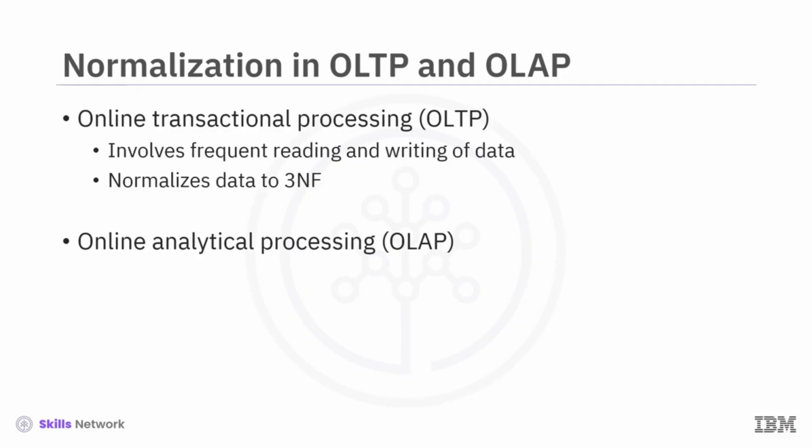In analytical OLAP systems, where users primarily read data, databases prioritize read performance over write integrity. Hence, the data may have undergone some denormalization to a lower normal form before being loaded into the analytical system, such as a data warehouse. In data warehousing, data engineers focus on performance, which can benefit from having fewer tables to process.